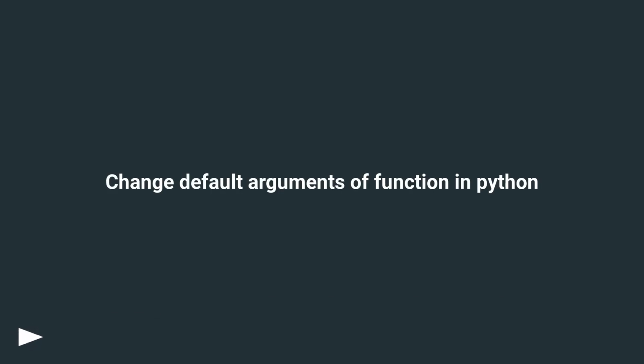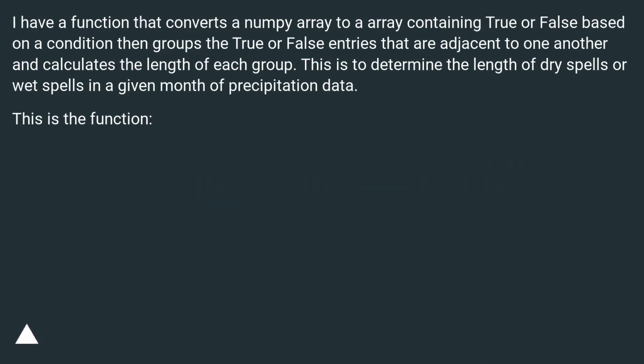Change default arguments of function in Python. I have a function that converts a numpy array to an array containing true or false based on a condition, then groups the true or false entries that are adjacent to one another and calculates the length of each group. This is to determine the length of dry spells or wet spells in a given month of precipitation data.